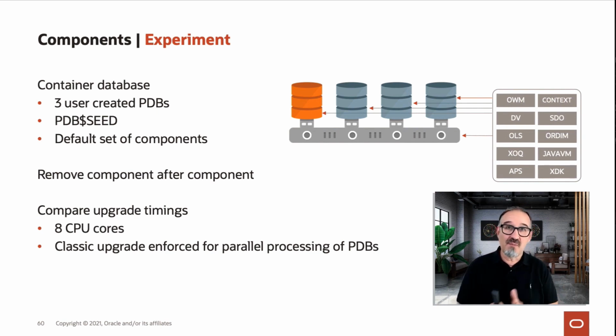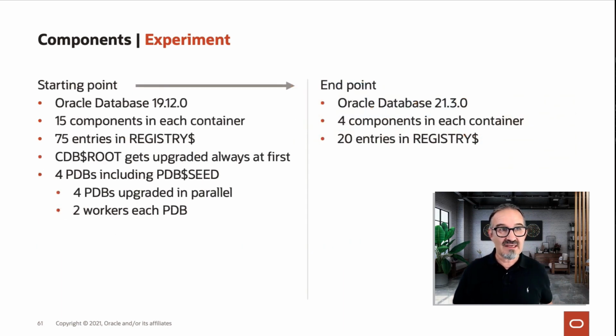So we will remove component after component, and to compare timings, we have 8 CPU cores, and I will always use the classic upgrade. So use catctl.pl options in the AutoUpgrade config file with -T, T for classic, obviously, right? Traditional, this is how I remember it, but it's the classic upgrade. And we will use that and not capture replay upgrade. So let us start here.